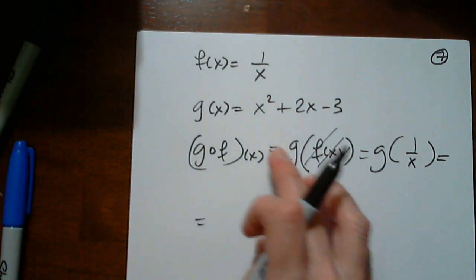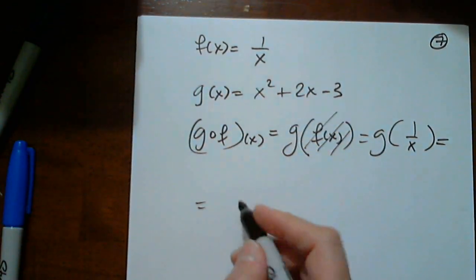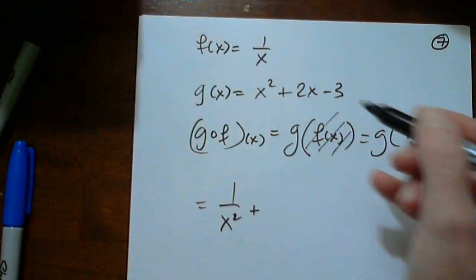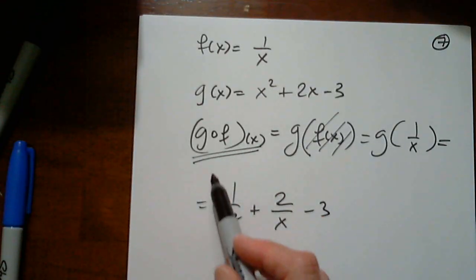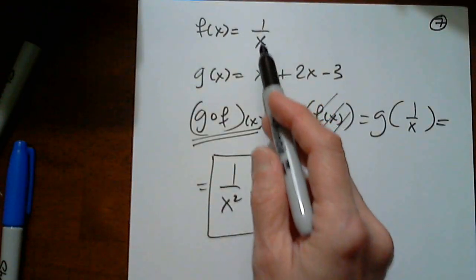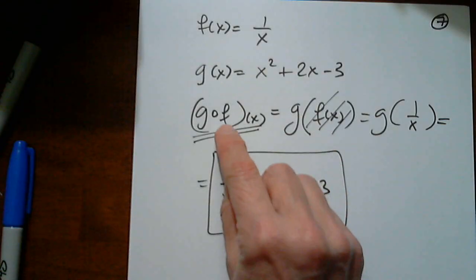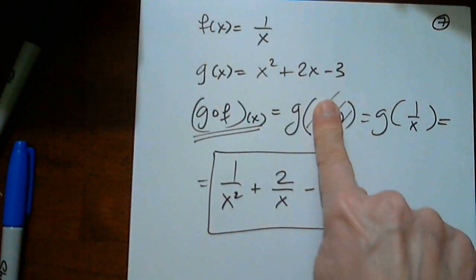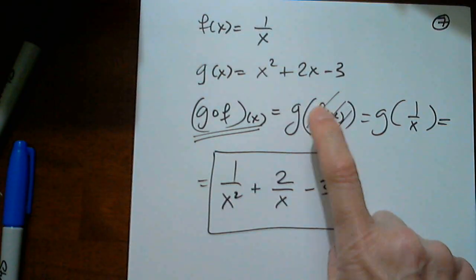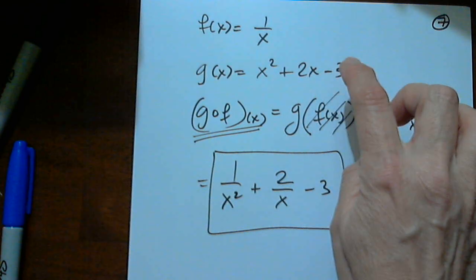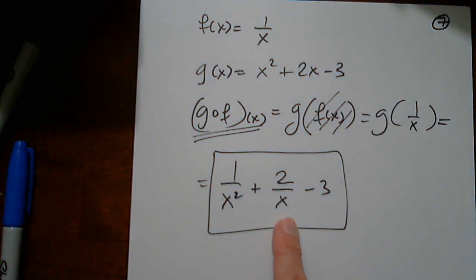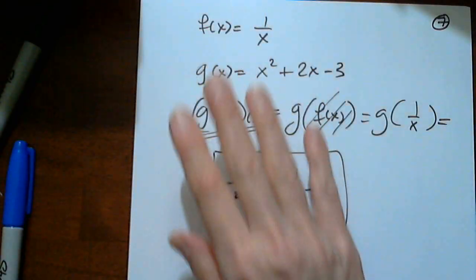And now you know how to proceed. 1 over x, everything squared, plus 2 times 1 over x minus 3. This is the function composition of these two functions, in this particular order: f is first, g second. That's why I replace f and I plug in g. Everywhere I see whatever squared plus 2 times whatever minus 3, that's the function composition. Now, if I ask you to decompose this, it's hard.